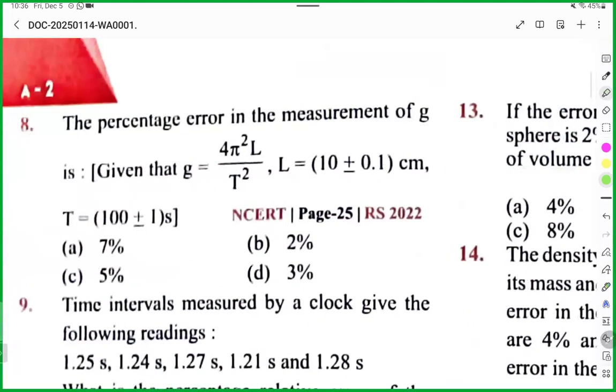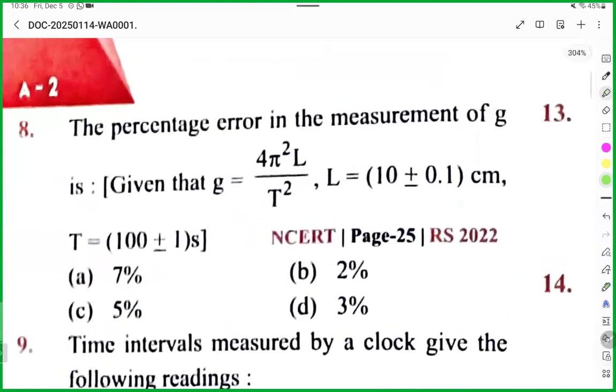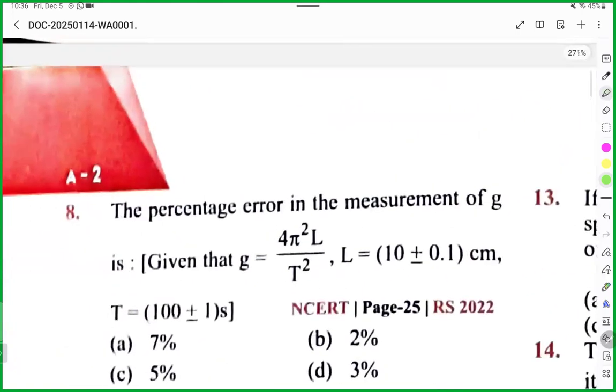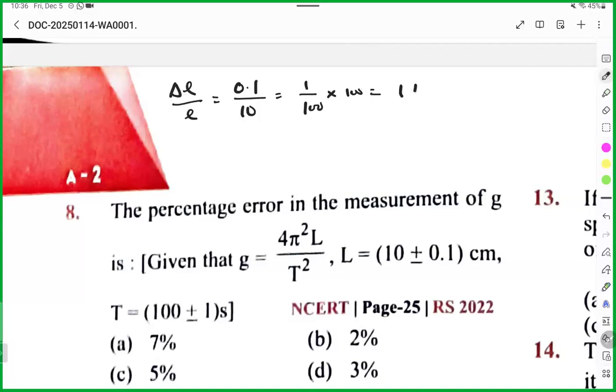Here you have to consider the percentage error. Same thing. Do it fast. I'll do it and then you do it, because you need one more thing. Here, if you calculate delta L by L, what is the delta L value? 0.1. What is the L value? 10. Unit does not matter. So 1 by 100. Multiply by 100, it is 1%.